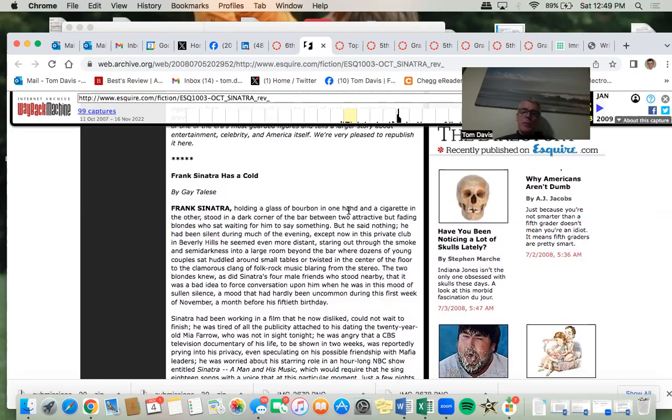Frank Sinatra holding a glass of bourbon in one hand and a cigarette in the other, sitting in a dark corner of a bar between two attractive and fading blondes.